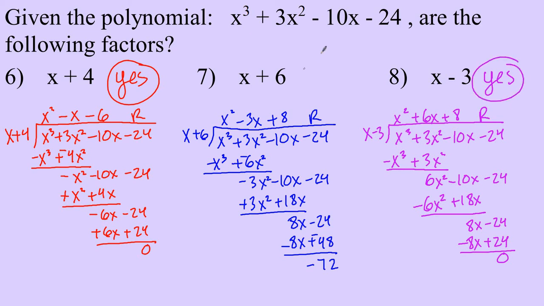Number 7 is not, all right, because the remainder is negative 72. Okay, so right, because your remainder is negative 72. All right, that's why number 7, x plus 6, is not a factor.